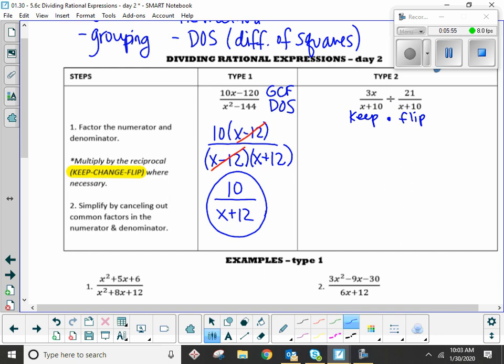So here's how that would look. I'm going to keep that the same, change to multiply, flip. Wait, they cancel out, right? The x tens. Yeah. They do, but first we need to factor. The 21 can factor. The 3 is 3 times x.